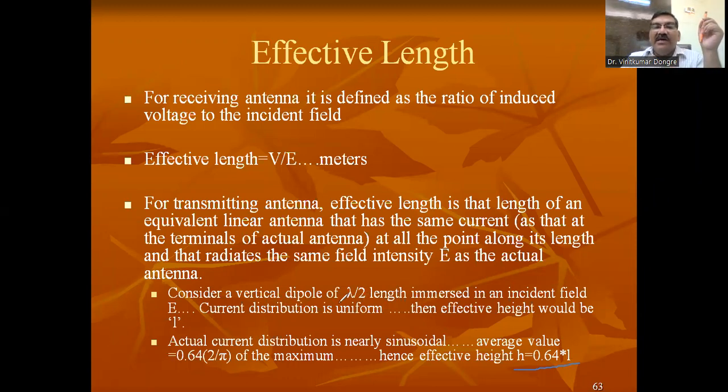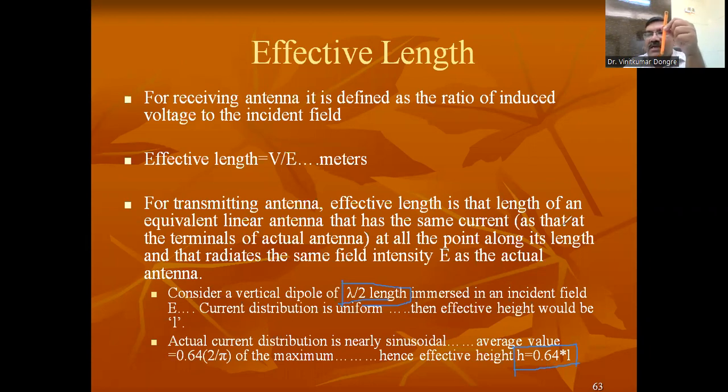In this example, we have taken a lambda by 2 antenna. It will change for a different antenna. If you change the electrical dimension, it will change. We will see this in detail when we go to the dipole antenna, so don't worry about this example. The only point I want to make here is that whatever the effective length, the effective height of your antenna, this is for the dipole antenna.